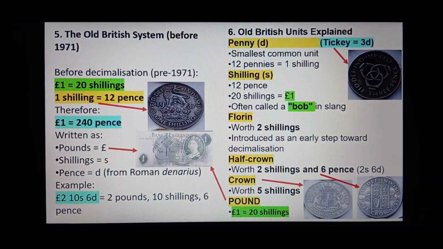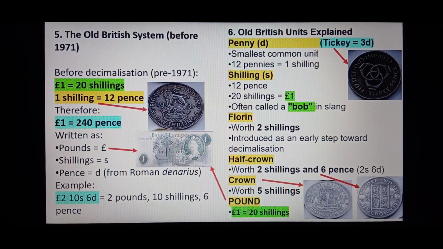The old British system before 1971, before decimalisation, pre-1971, £1 equaled 20 shillings, and 1 shilling had 12 pence. Therefore, £1 equaled 240 pence. Now, £1 is 100 pence. So it was written as pounds, looked like an L with a stripe through it. Shillings was written as an S, and pence was a D. Not a P, a D. Came from the Roman denarius.